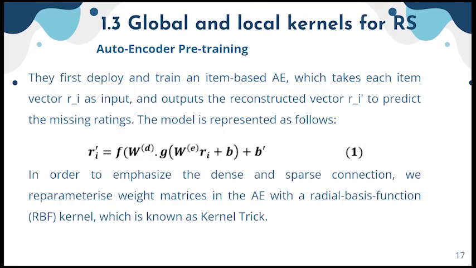So let's come to the details of the autoencoder pre-training step. We first deploy and train an item-based autoencoder which takes each item vector Ri as input, and the output is the reconstructed vector Ri quote to predict the missing ratings. The model is represented in equation 1, where We and Wd are the weight matrices, b and b quote are the bias vectors, and f and g are nonlinear activation functions.